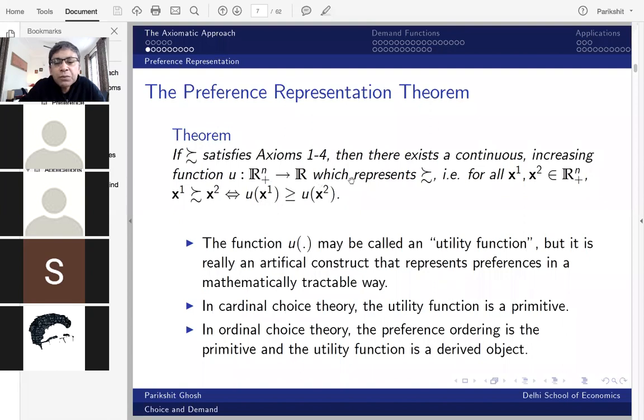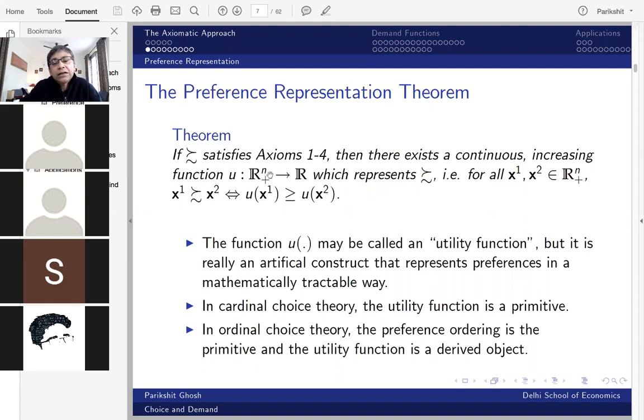But why are we even bothering with this theorem? Didn't we sort of criticize utility functions, Alfred Marshall's utility functions? Didn't we say that those are nebulous things which we can't measure? We don't want anything to have to do with it.